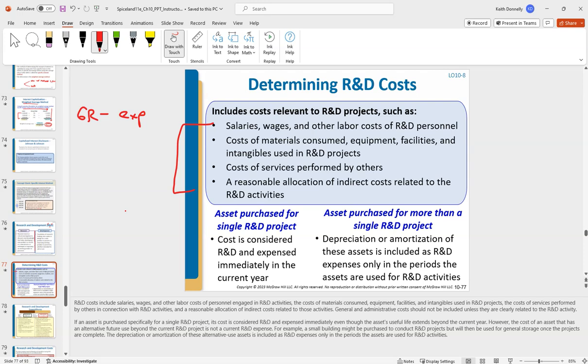In order to do this, maybe we hire some research scientists. We've got to pay them some wages. We buy a building. All of these costs are our research and development to help find this vaccine. The general rule is if we're using this just for a single project, like just COVID 2.0, you're going to expense these costs.